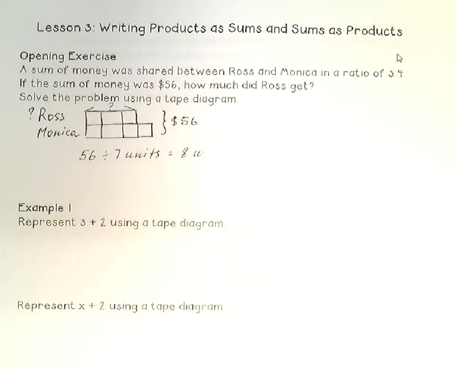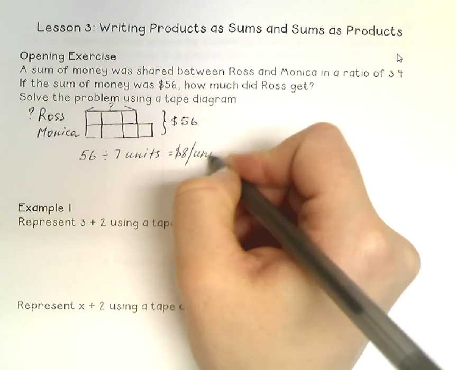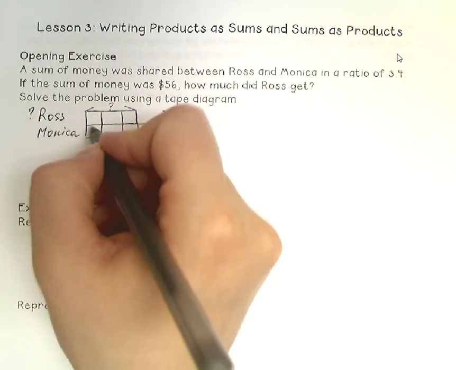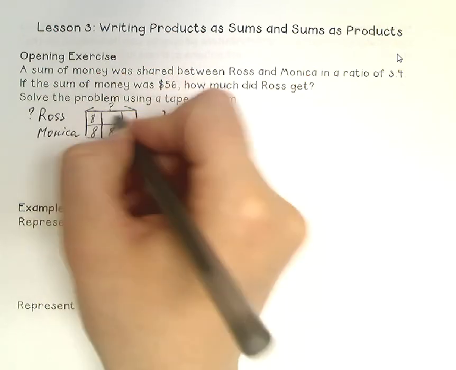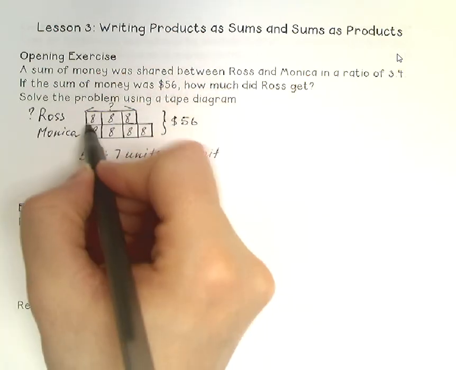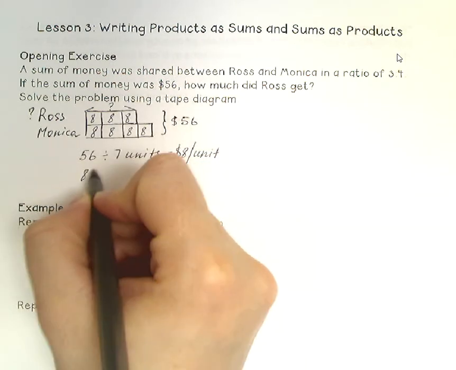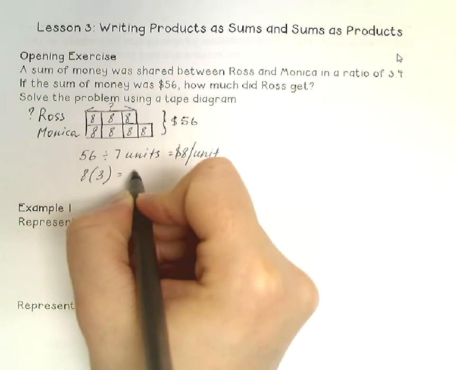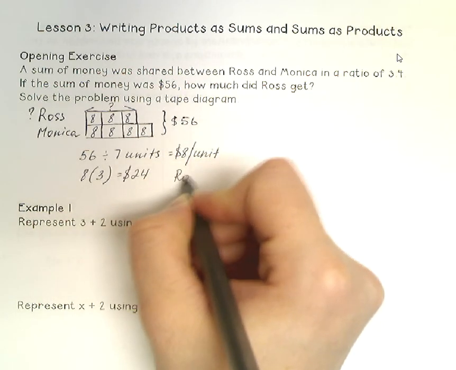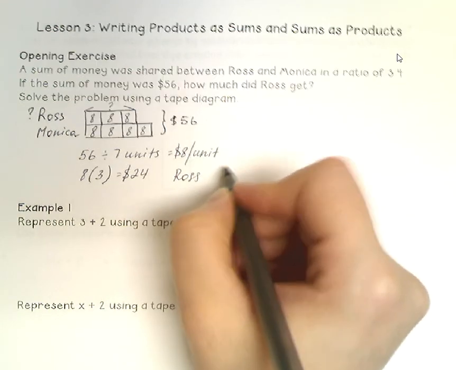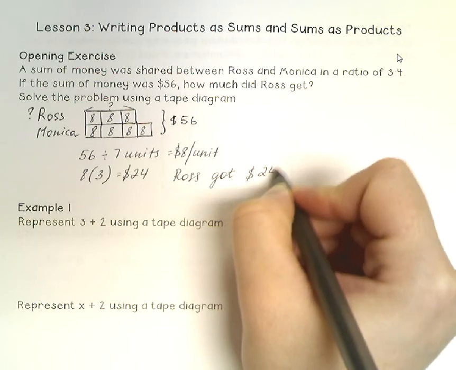I will get $8 in each unit. So if I have $8 in each unit and Ross gets 3 of them, I can multiply 8 by 3 and I will get $24. So Ross got $24.